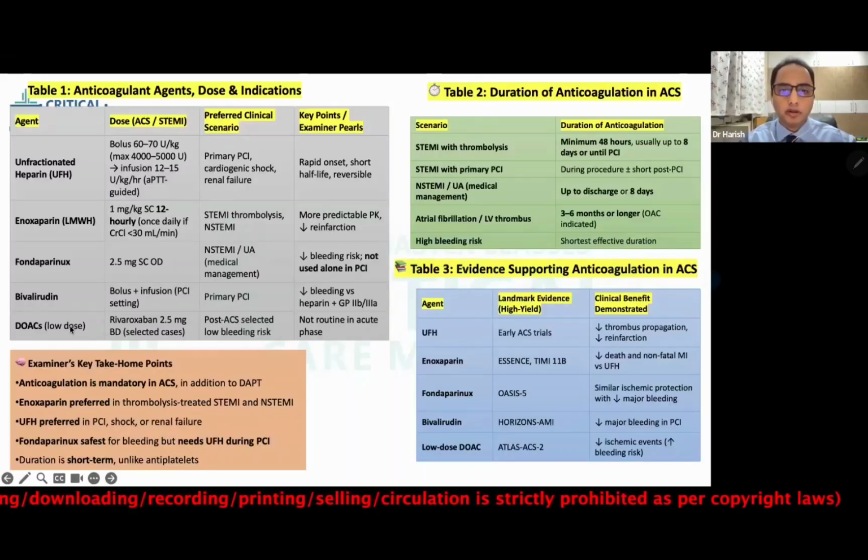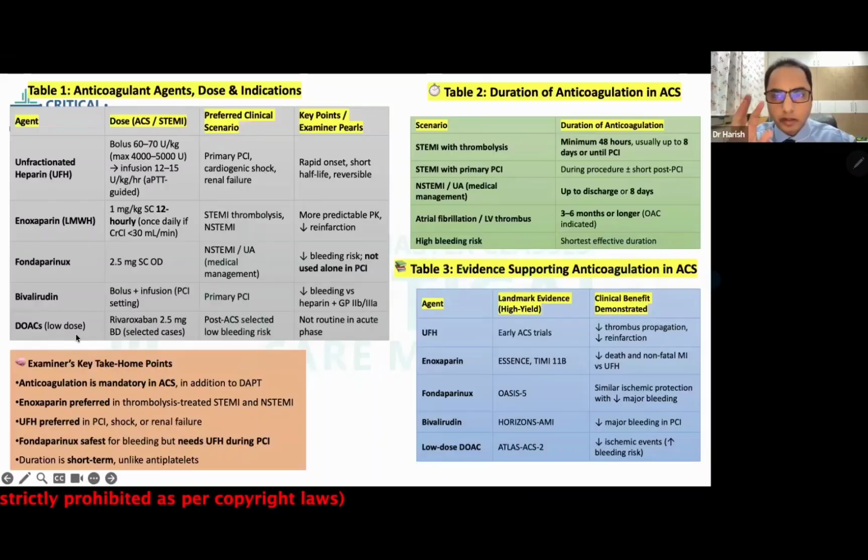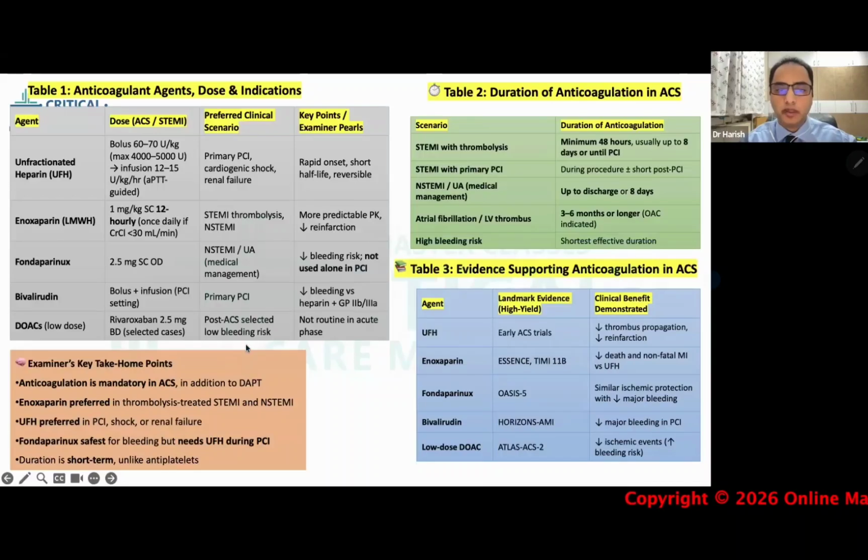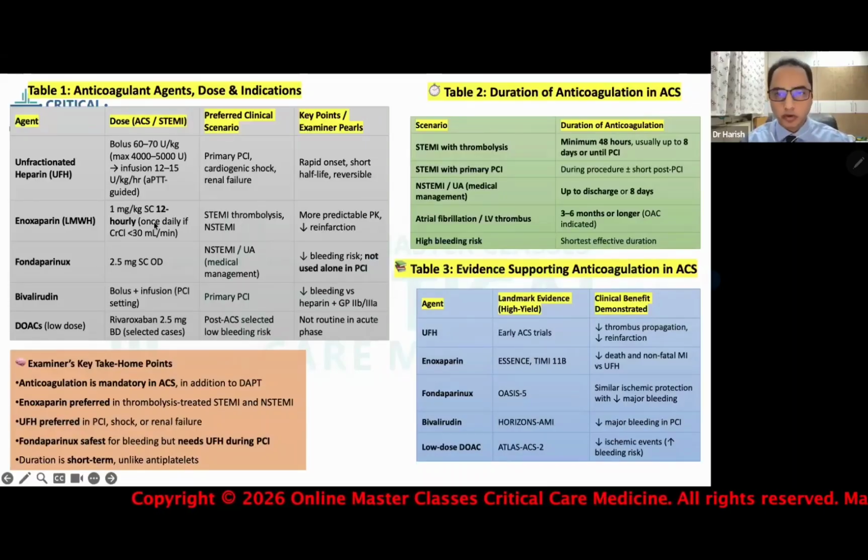So dual anticoagulants means direct oral anticoagulants, the NOACs or DOACs. Currently evidence is evolving. It is one indication where we don't prefer them for all the patients. But if at all you want to use, rivaroxaban at a dosage of 2.5 milligram BD in selected cases, post ACS, selected low bleeding risk patients, we can use, not routine in the acute phase. We still need more data because of the high risk of bleeding when you use direct oral anticoagulants.